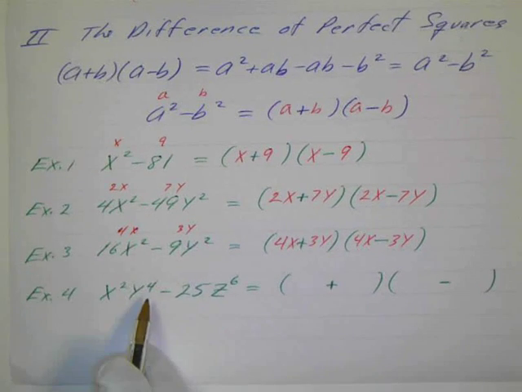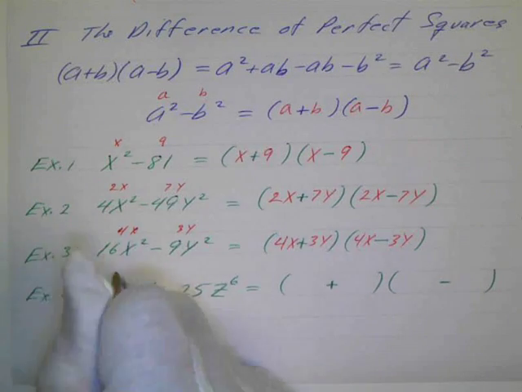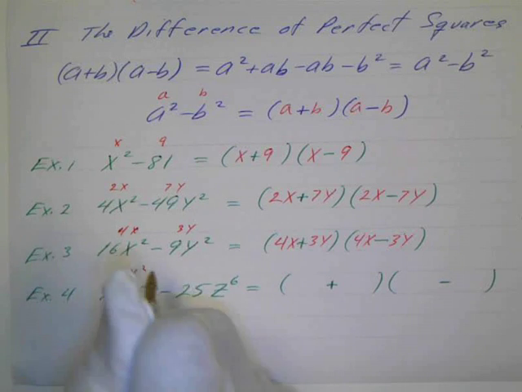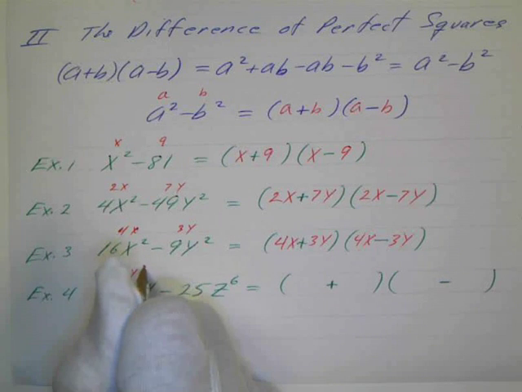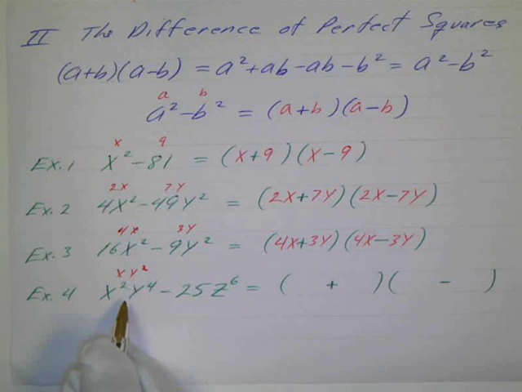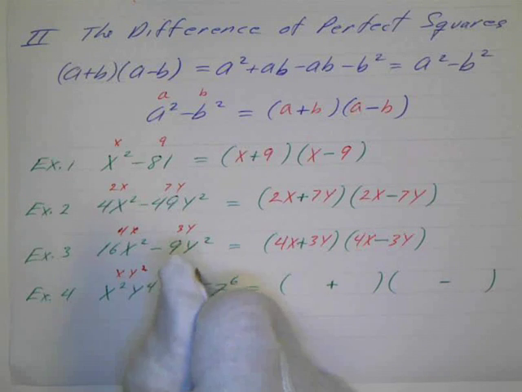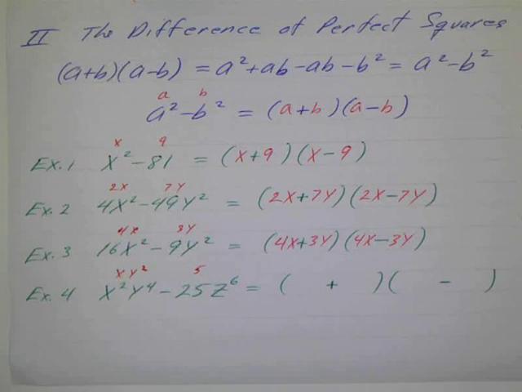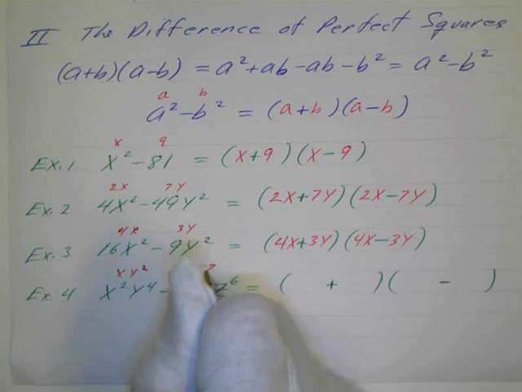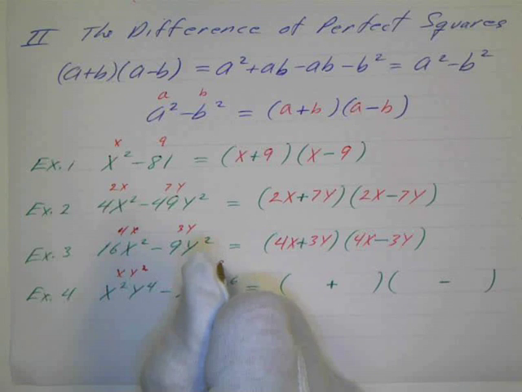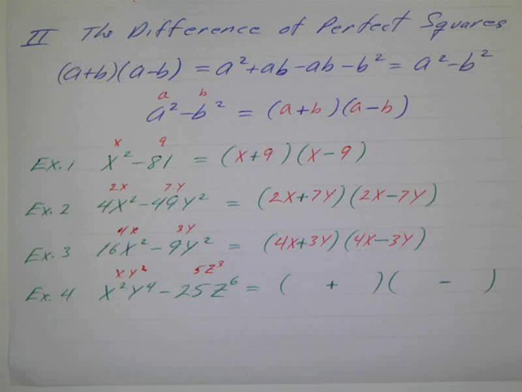And over here, this is also a perfect square. The square root of x squared is x. The square root of y to the 4th is y squared. And if you multiply x y squared times x y squared, you get x squared y to the 4th. And the square root of 25 is 5. And the square root of z to the 6th is z to the 3rd. In other words, if you multiply z to the 3rd times z to the 3rd, remember you add the exponents, and you get z to the 6th.